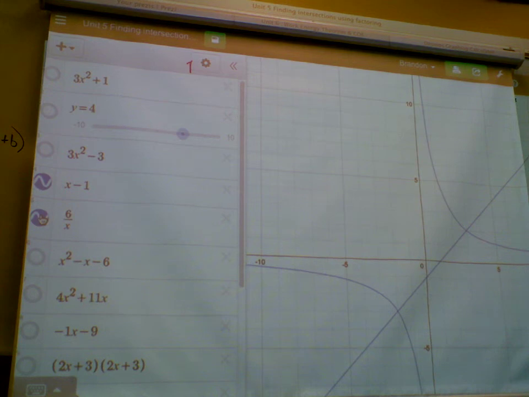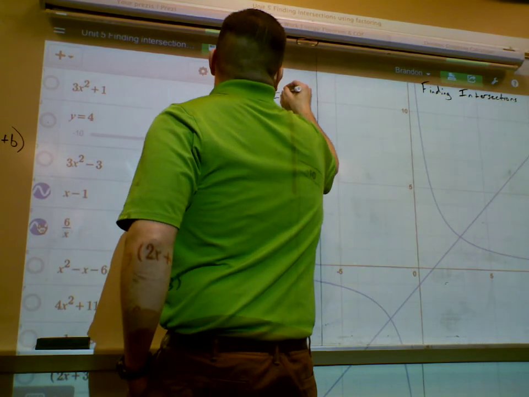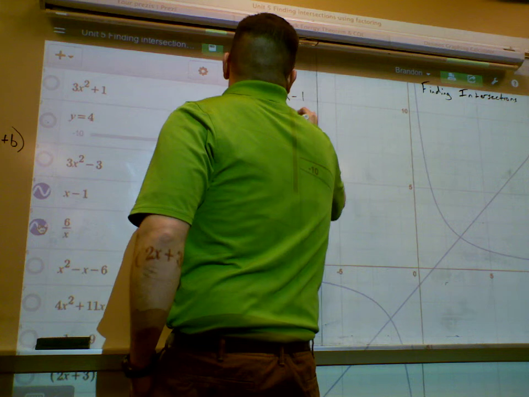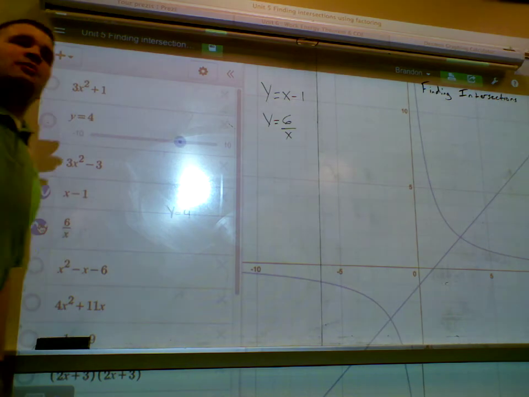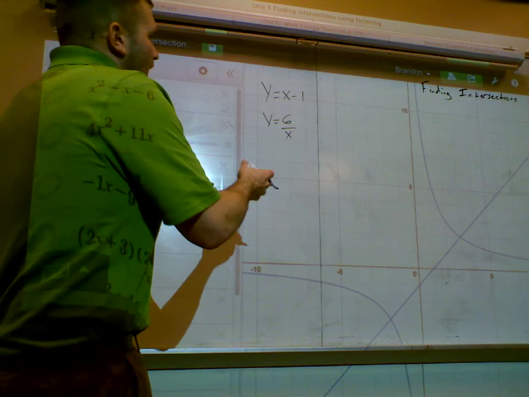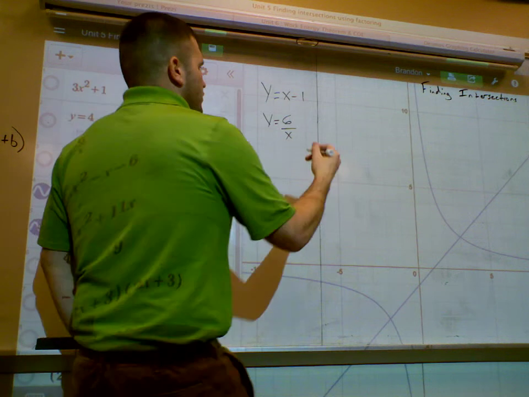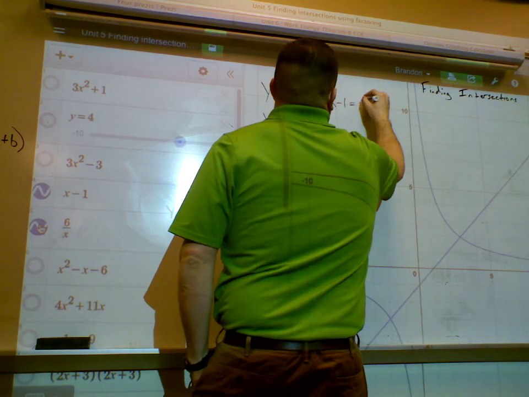Okay? Now, when two equations intersect, what does that mean for the two equations? It means they equal each other, right? So I want to turn these two equations, y equals x minus 1 and y equals 6 over x, into a parabola. And our first step is what Long just said. If they intersect, that means they are equal. So I take the two equations and we write them equal to each other. So all you do is you do this. X minus 1 equals 6 over x.